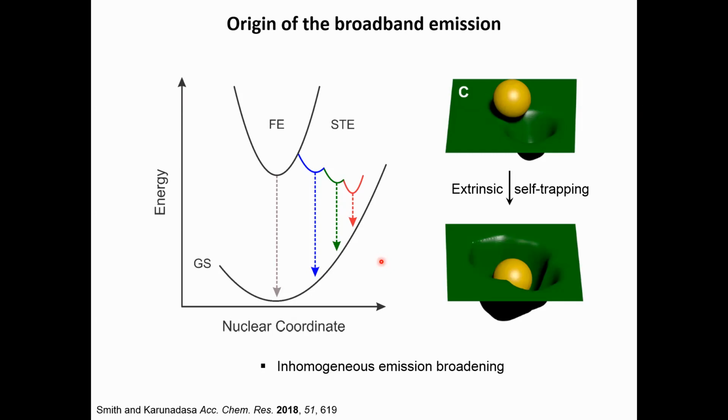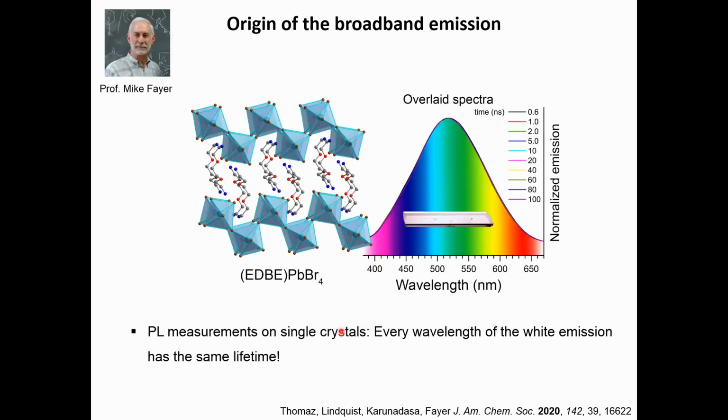And then we got another surprise. Working with Professor Mike Fayer, a phenomenal physical chemist and spectroscopist at Stanford, his group found a very strange result: if he looks at the emission from this white light emitting perovskite, the emission at every color, at 400 nanometers, at 500 nanometers, and so on, had the same lifetime. Here I'm showing you an overlay of all these spectra.